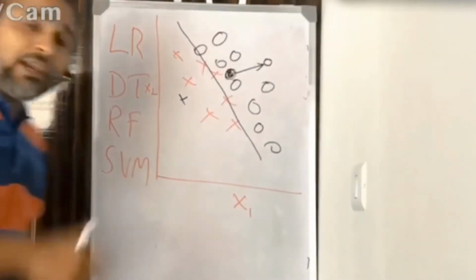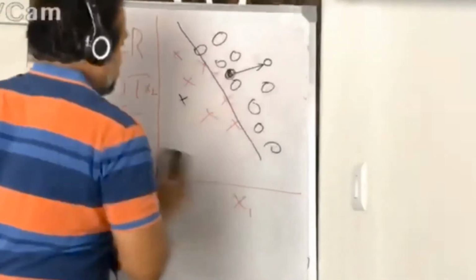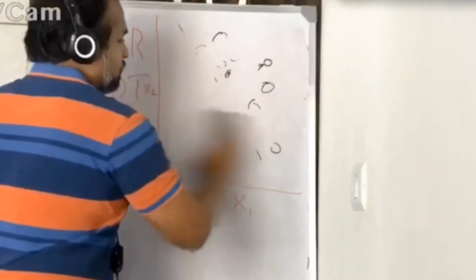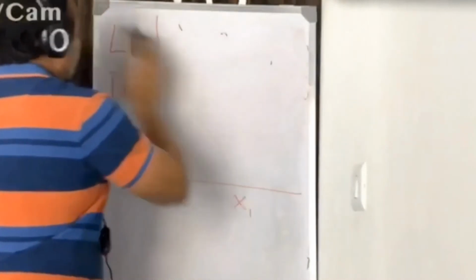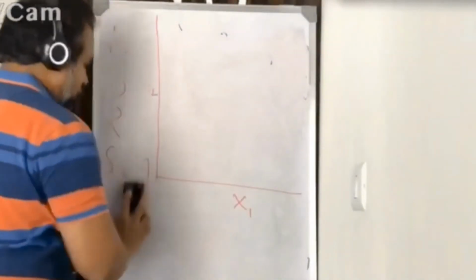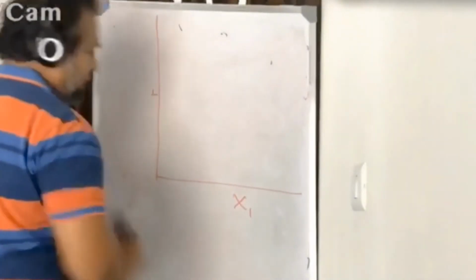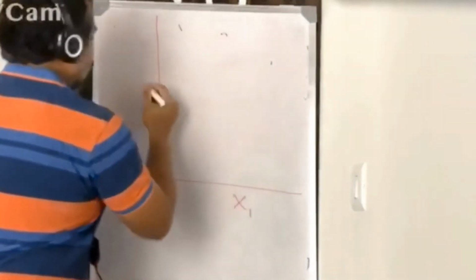So what will a lazy algorithm do in that case? Let's try and understand that. I'm just going to rub this away and clear this side as well for your ease of understanding, right? So we have the x1 here and x2 here, right?